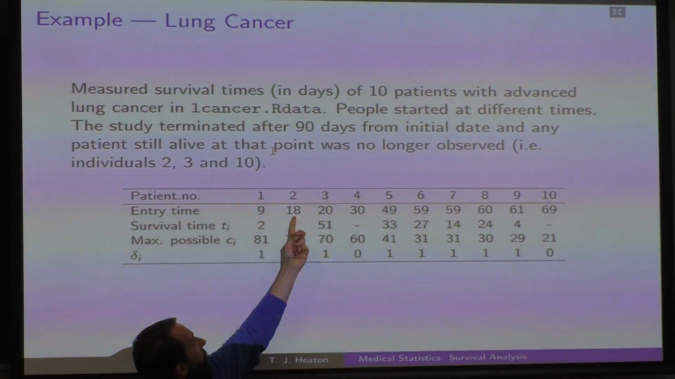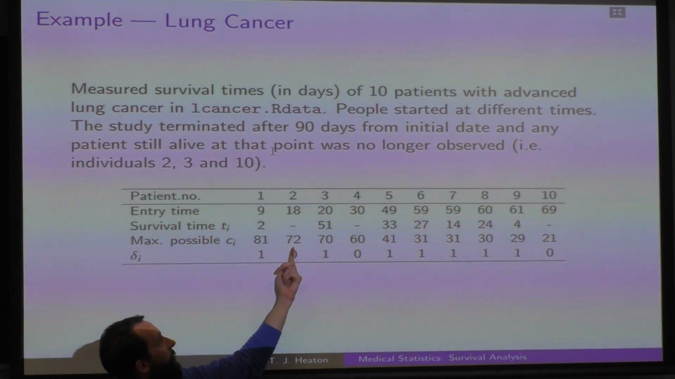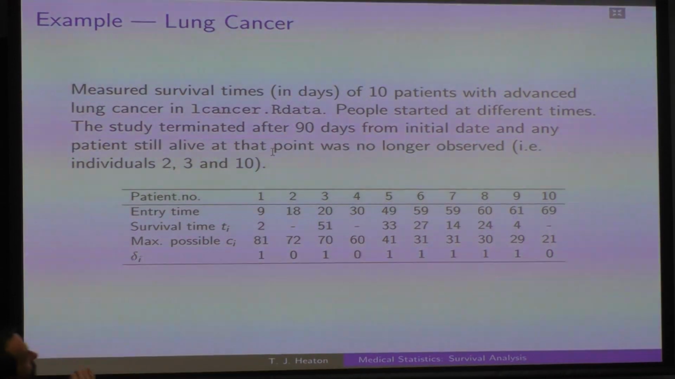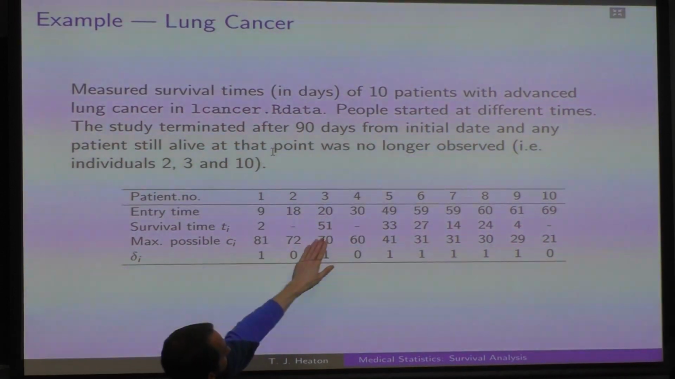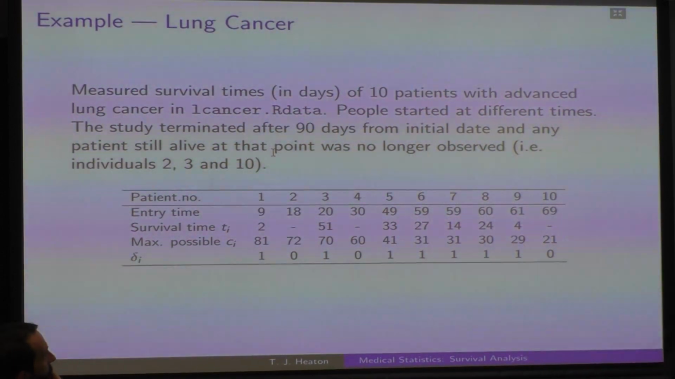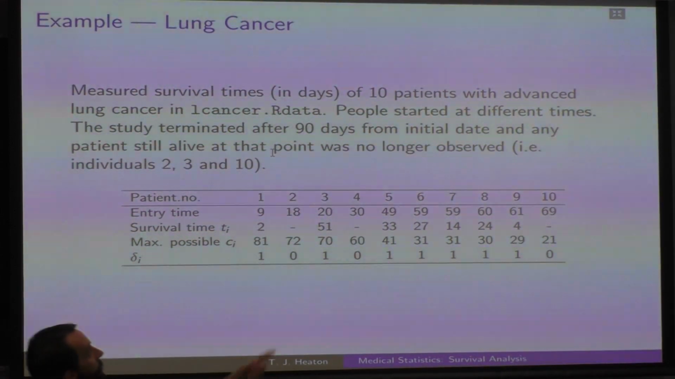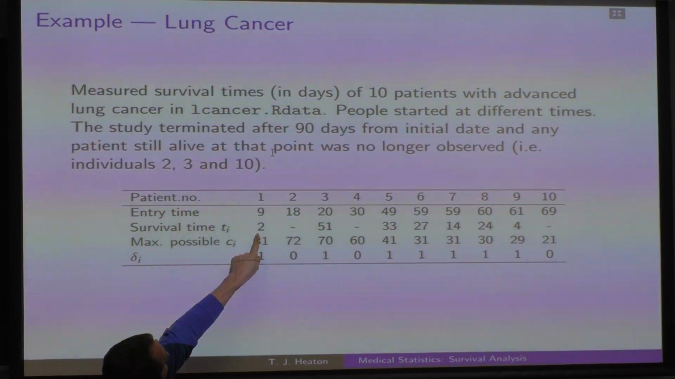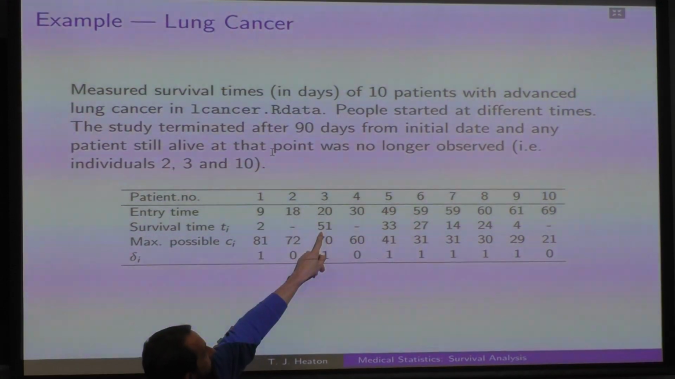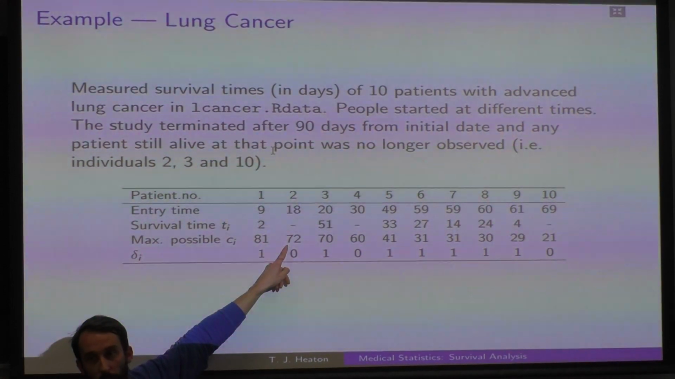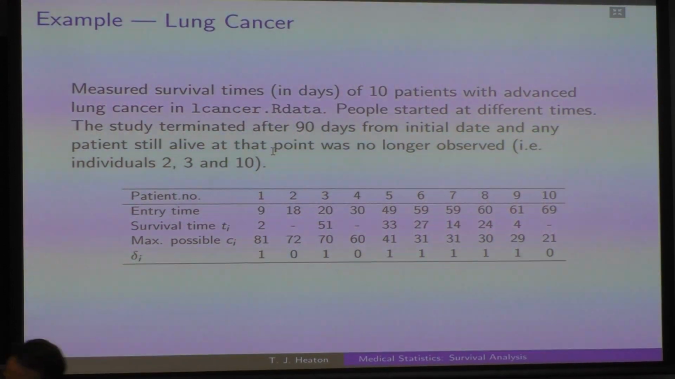So this patient entered on day 18. My whole study only lasted 90 days, so I could have only had a maximum time that I observed them for of 72. Most patients did sadly die in that period, but there were 3 patients who were still alive when the study finished. So we know that this patient died 2 days after they came to the hospital. This patient died 51 days after they came to the hospital. This patient here, all I know is that they were still alive after 72 days. So that's the data.